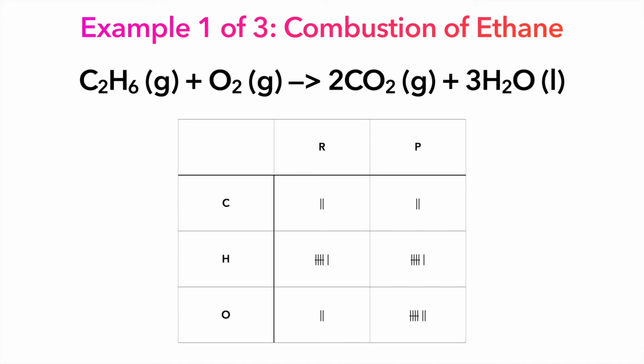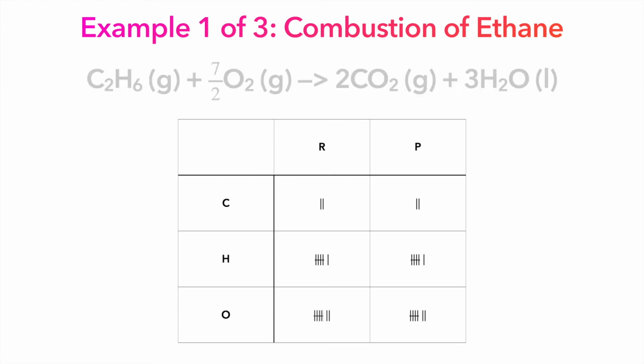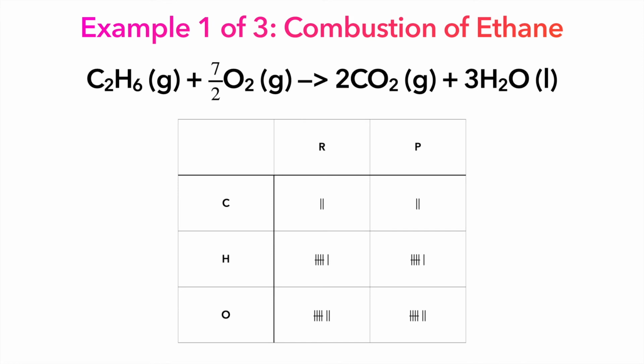To balance oxygen, we can use a little trick which only really works for O2. Since O2 is just made up of 2 oxygens bonded to one another, I can look at the number of oxygens I need in total on the reagent side, in this case, 7, and I can write 7 on 2 in front of oxygen to balance it out neatly.